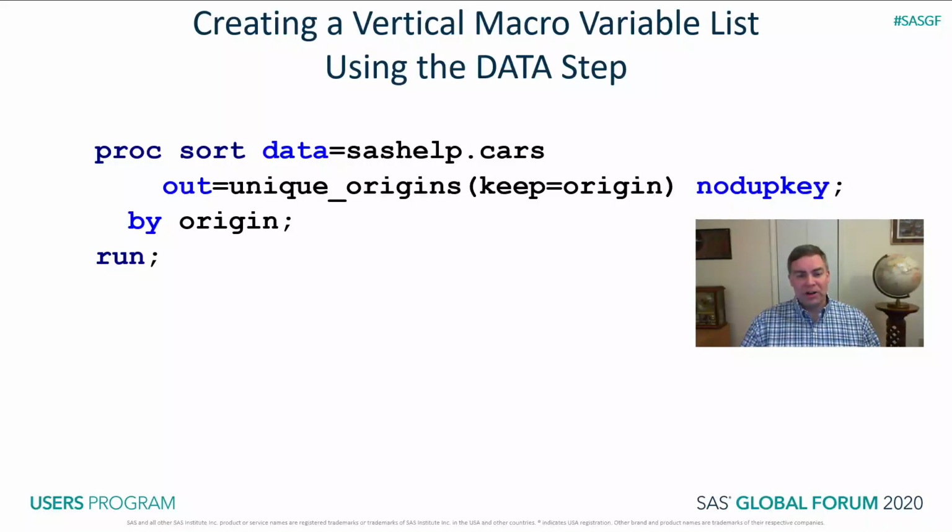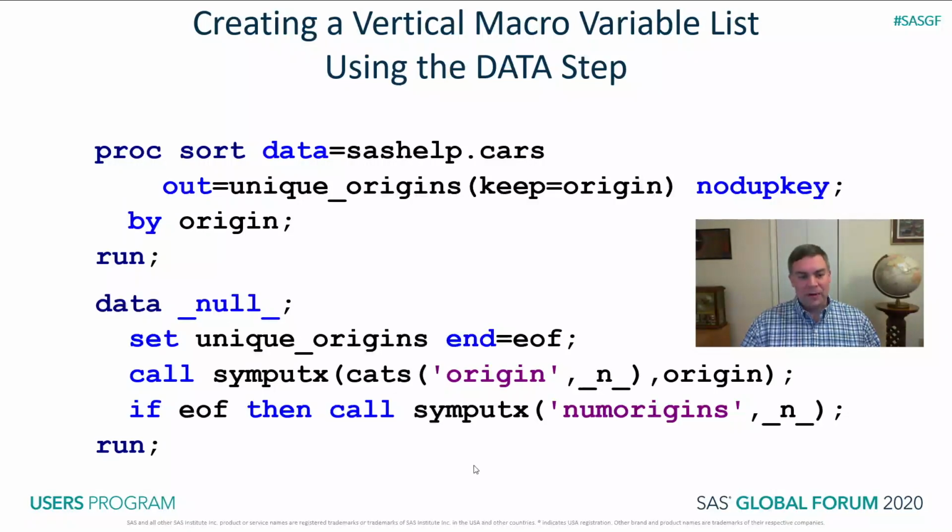Once again, we start with a proc sort in order to get only the distinct values of the variable origin. In this case, those will be the three values, Asia, Europe, and USA, just like before. And then we have a simple data step here that creates our vertical macro variable list. Again, we have a set statement with the end equals option in effect.